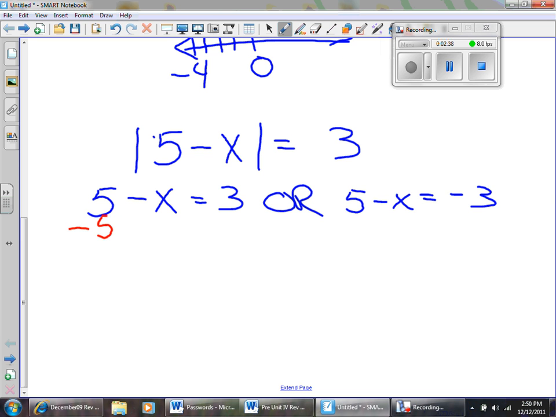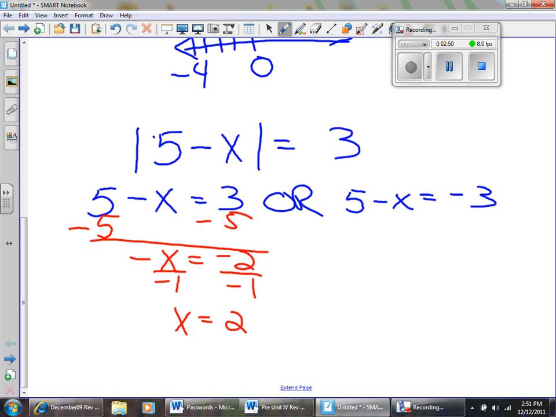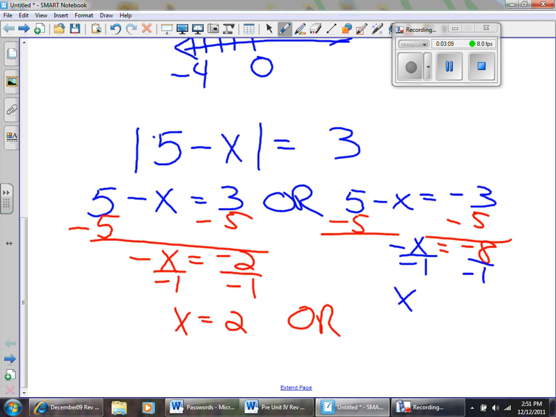All right, I'm going to subtract 5 on both sides here. I'll get negative x equal to negative 2. Divide by negative 1 on both sides, and I'll get x equals 2. Or, over here I'll subtract 5 from both sides. I'll get negative x equals negative 8. Oh, silly me. Negative x equals negative 8 is what I meant to write, but I did say that. And then I will divide each side by negative 1 and get x equals 8.